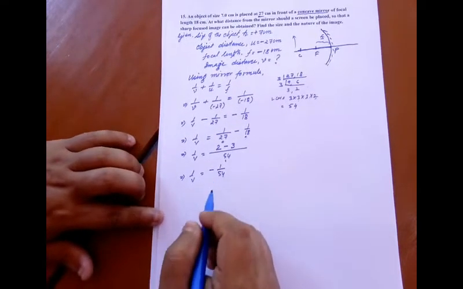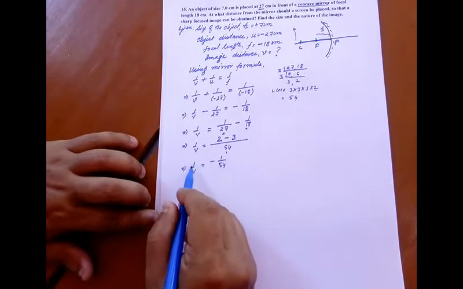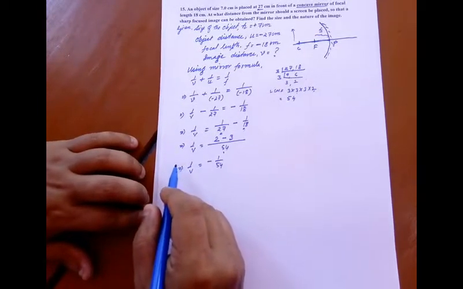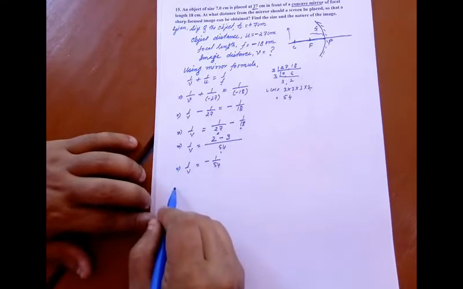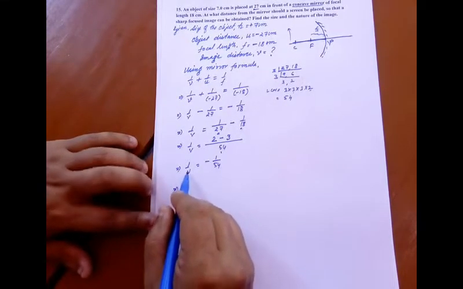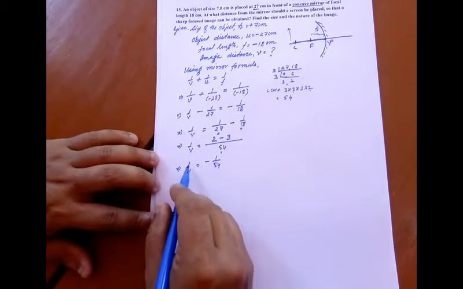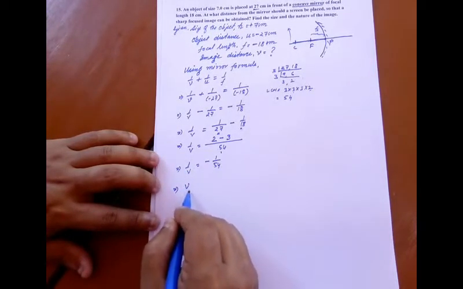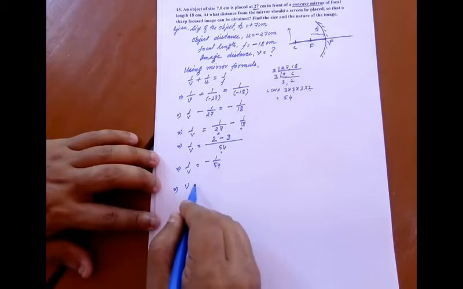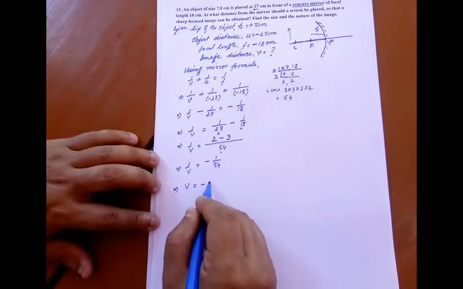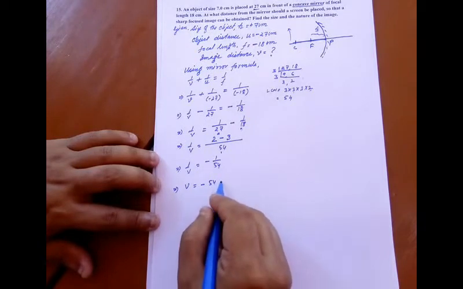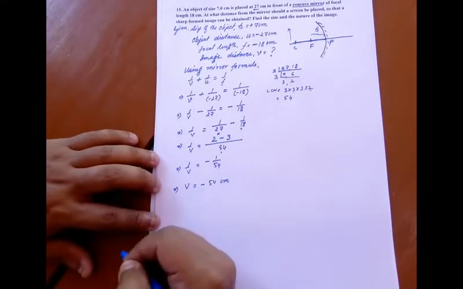So we are not done here, because we don't need 1 by v, we need only v. So we'll have to take the reciprocal. That means we take the v up and bring the 1 to the denominator. That means v by 1, but if the denominator is 1, we don't need to write it. So v is minus 54 centimeters.